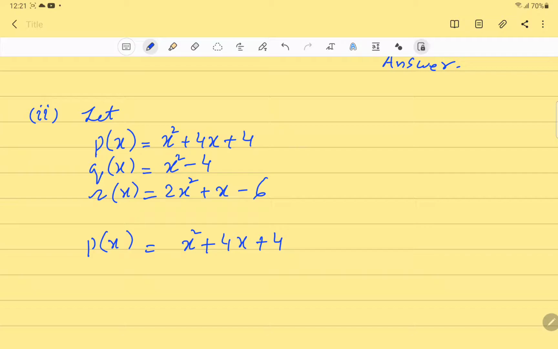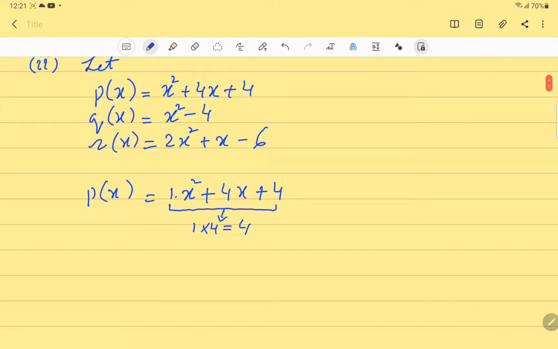Since we have to factorize it, we have to look for the coefficient of x squared, which is not there, which means it is 1. Now we will multiply 1 with 4, so we get 4. 1 into 4 is equal to 4. Now we will write all the possible pairs of factors of 4. The first one is 1 into 4 is equal to 4, and the second one is 2 into 2 is equal to 4. Now we have to choose one out of these two, the sum of which will give us 4 or the difference of which will give us 4.